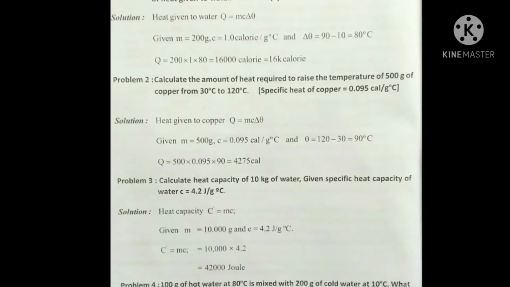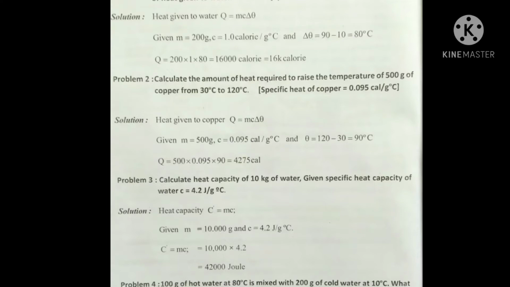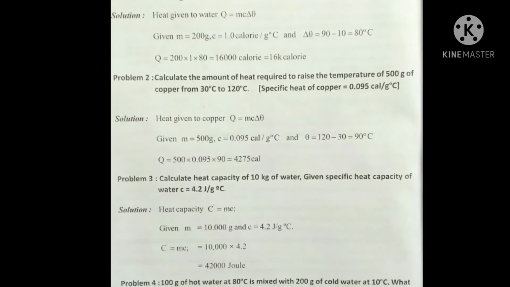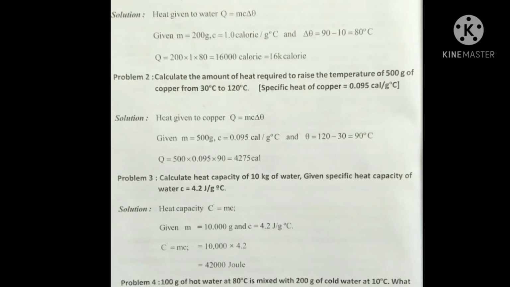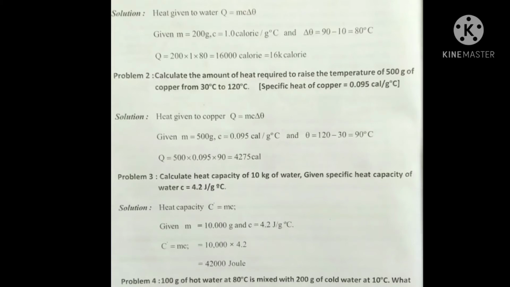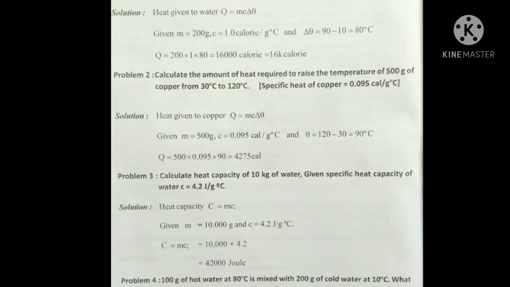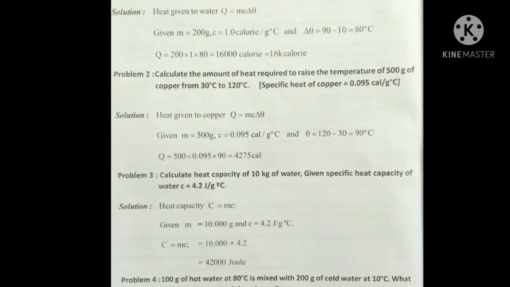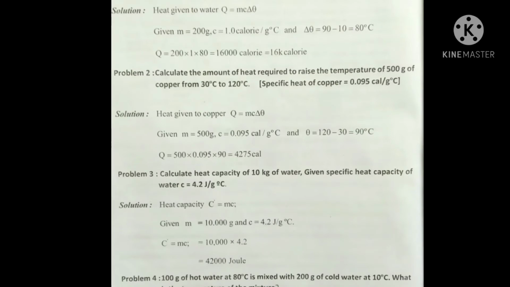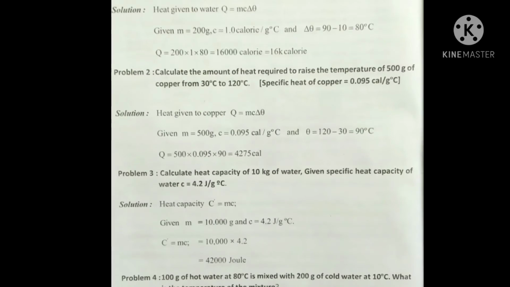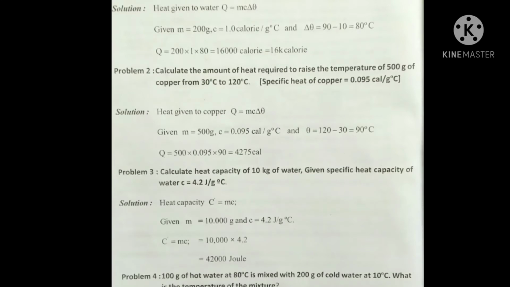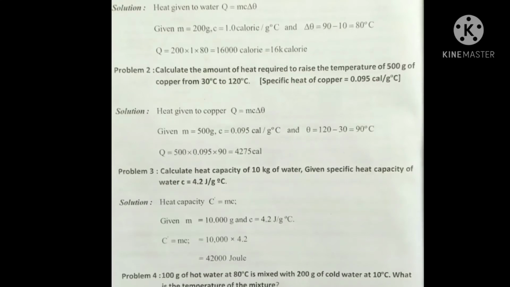So we have to find the quantity of heat Q. Just substitute these values in our formula. Q is equal to mc delta capital T. So that is equal to 500 into 0.095 into 90, which is equal to 4275 calories. It is the quantity of heat of the copper for the given parameters.